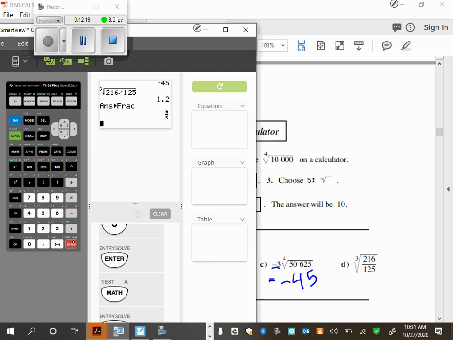Okay, let's move on to the next question, which is on your own, example 3A. Go ahead and find the fifth root of 125.